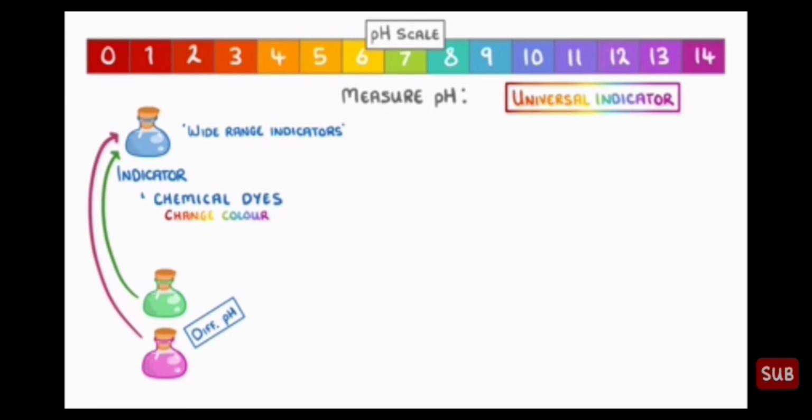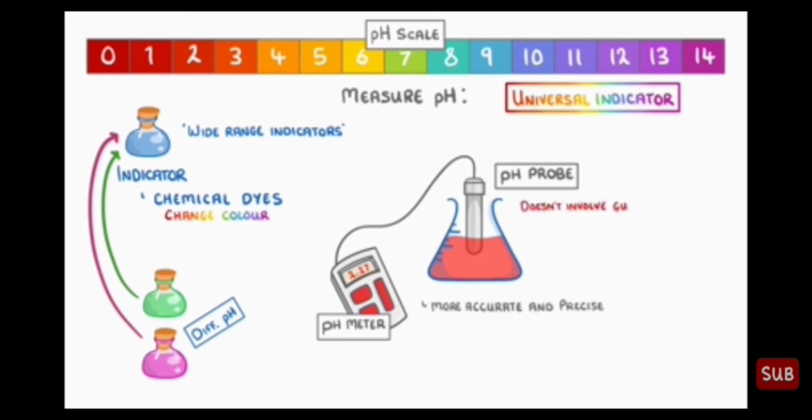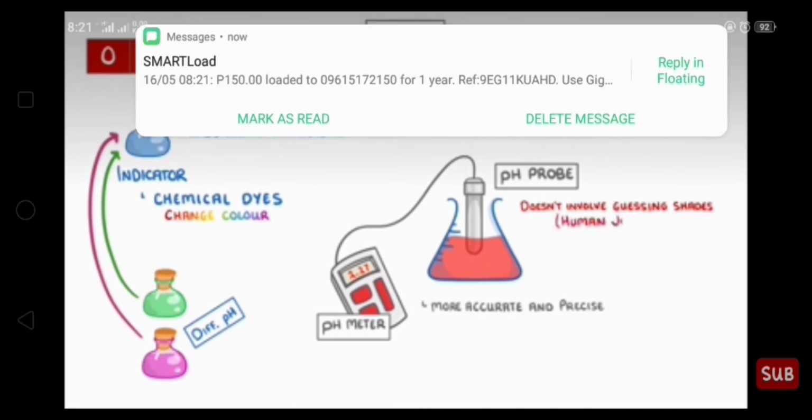The other way to measure pH is to use a pH probe connected to a pH meter. By dipping the probe into a solution, we can electronically measure the pH and get a numerical reading on the meter. The benefit of the probe compared to an indicator is that it can be much more accurate and precise, because it doesn't involve humans guessing shades or particular colors. And as a general rule, measurements that remove the need for human judgment are going to be more reliable.